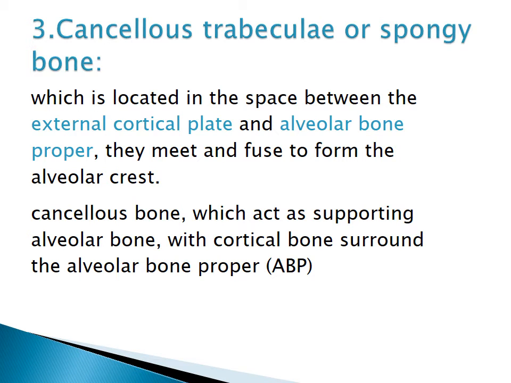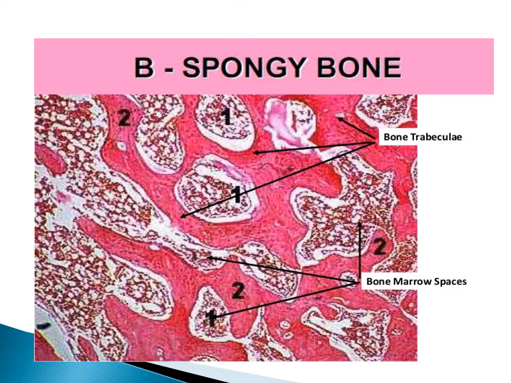Cancellous trabeculae or spongy bone is located in the space between the external cortical plate and the alveolar bone proper. They meet and fuse to form the alveolar crest. Cancellous bone acts as supporting alveolar bone, with cortical bone surrounding the alveolar bone proper. This slide shows the spongy bone with the bone trabeculae and the bone marrow spaces. This is histological.